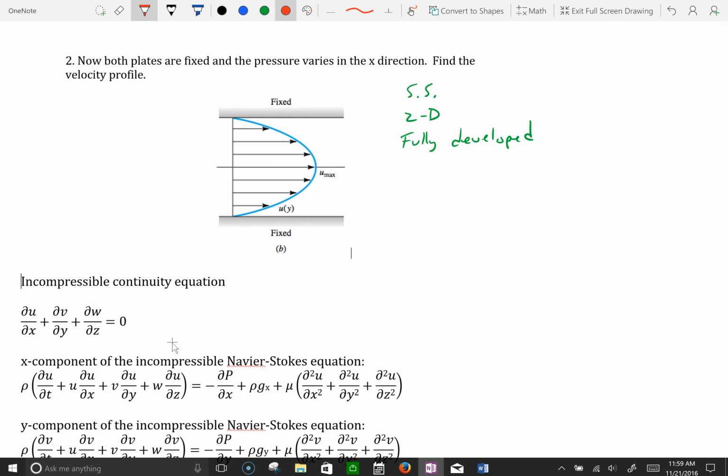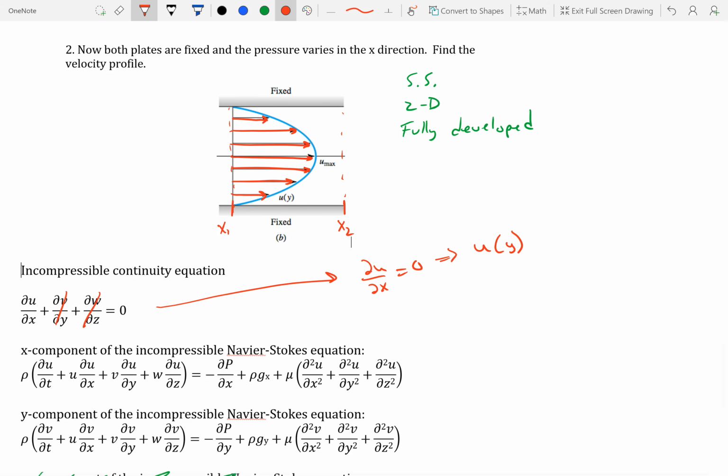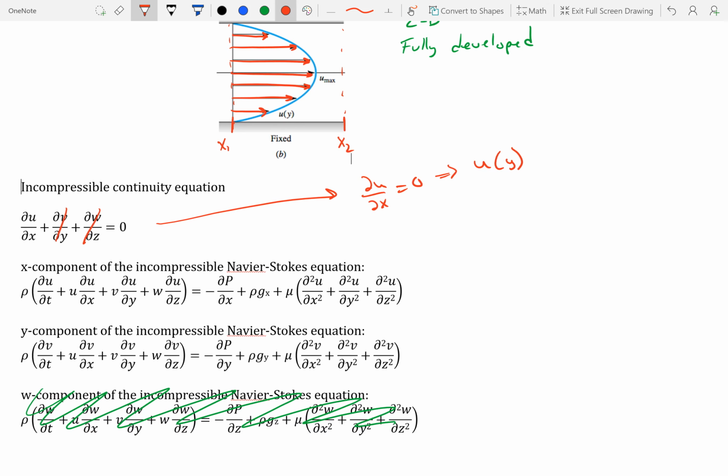Based on this, what direction does the velocity look like it's going in? It's only going in the X direction. We know there's none of this, and there's no V. So from this, we get du dx equals 0, and therefore u is a function of y. Again, this spot at x1 and this spot at x2 will have the same velocity profile along the y direction.